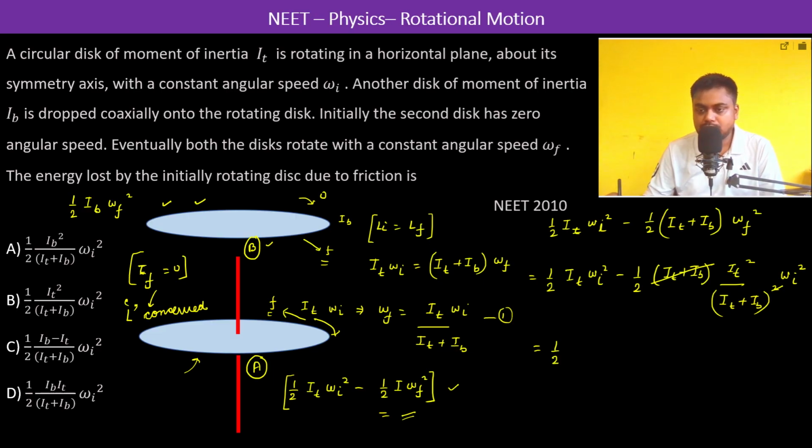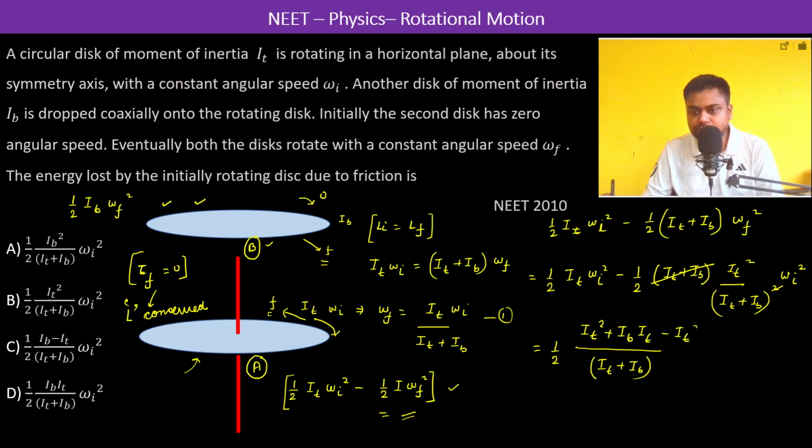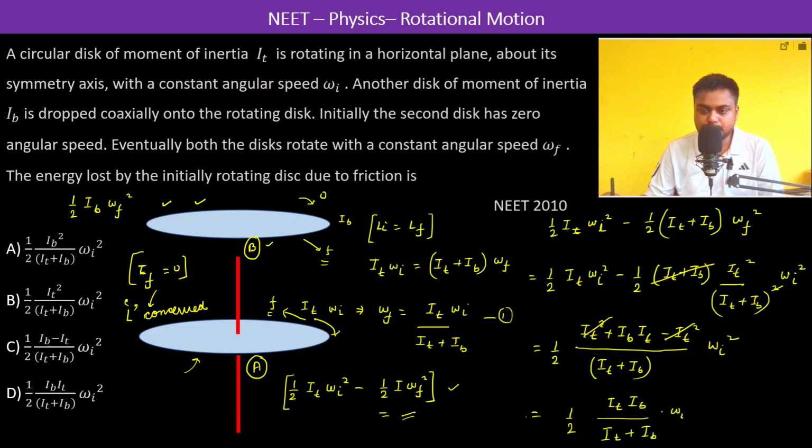Now this and this cancel, so this becomes half of, taking the denominator LCM, half IT plus IB, which is IT square plus IB into IT minus IT square, and this is omega initial square. So this is equal to half into IT into IB divided by IT plus IB into omega initial whole square. So the answer is going to be D. Thank you.